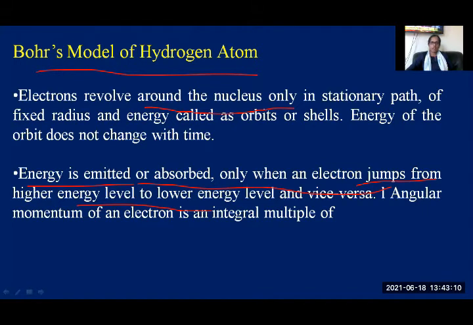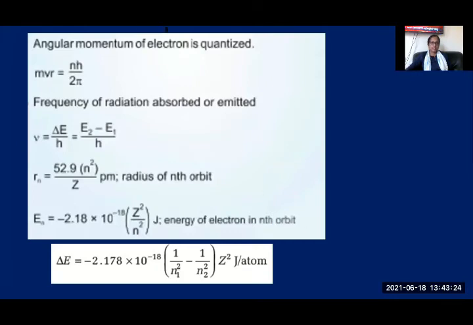Okay, and then the angular momentum of the electron is an integral multiple of h by 2 pi. So the angular momentum of the electron is quantized, he said, and it is given by mvr equal to nh by 2 pi, where m is the mass of the electron, v is the velocity with which it is revolving around the nucleus, r is the radius or the distance from the nucleus to that orbit. Okay, and n is an integer like 1, 2, 3, etc. It is basically nothing but the energy level, first shell, second shell, third shell, etc. Okay, h is Planck's constant and 2 pi we know, it is a constant.